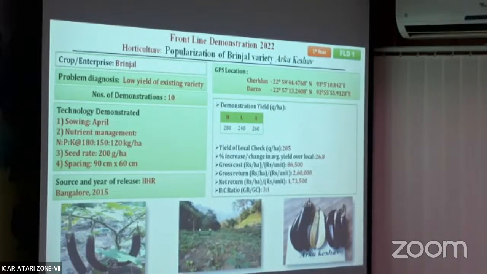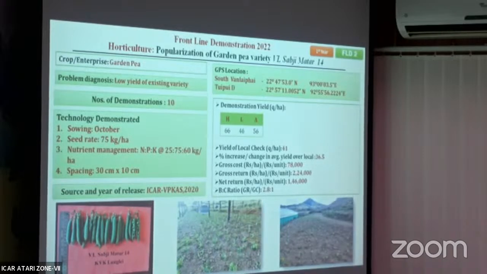We found that on the higher side there is a yield of 280 quintal per hectare, and on the lower side there is a yield of 240 quintal per hectare. As compared to the national average, it was a little bit lower, but we find that this is very good. And even in the garden pea variety, there is a good BC ratio of 2.8:1. This is under horticulture again.